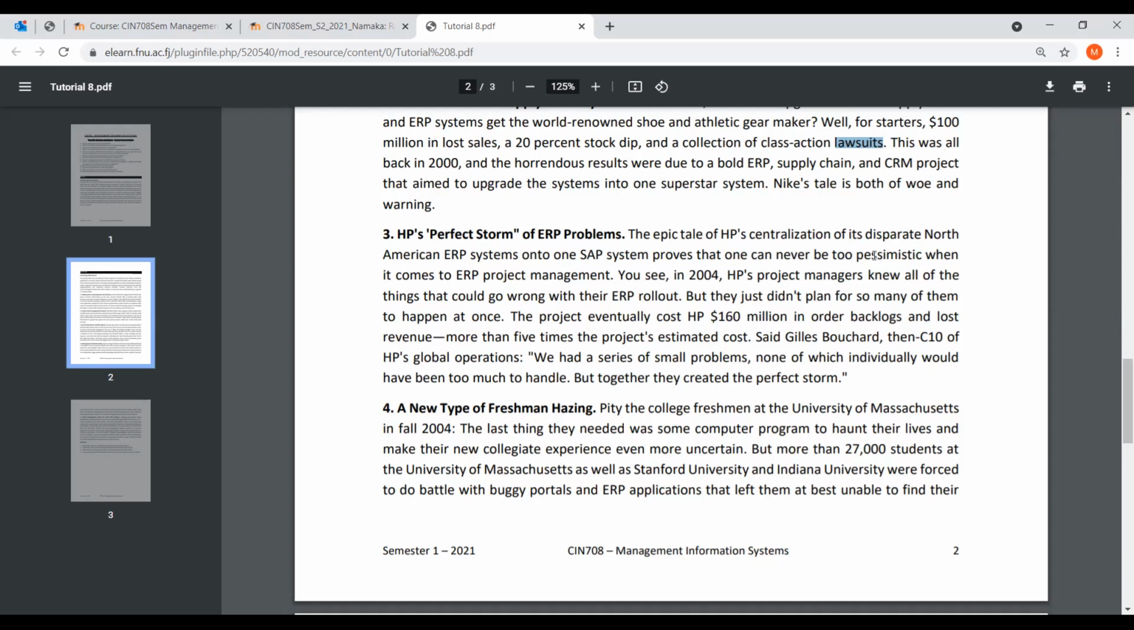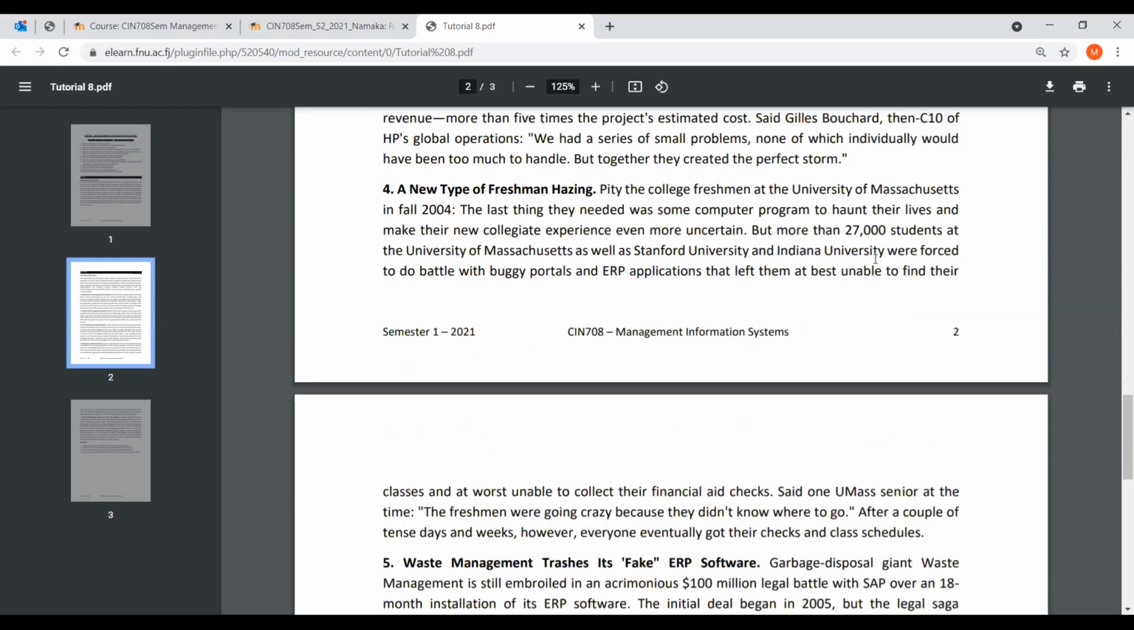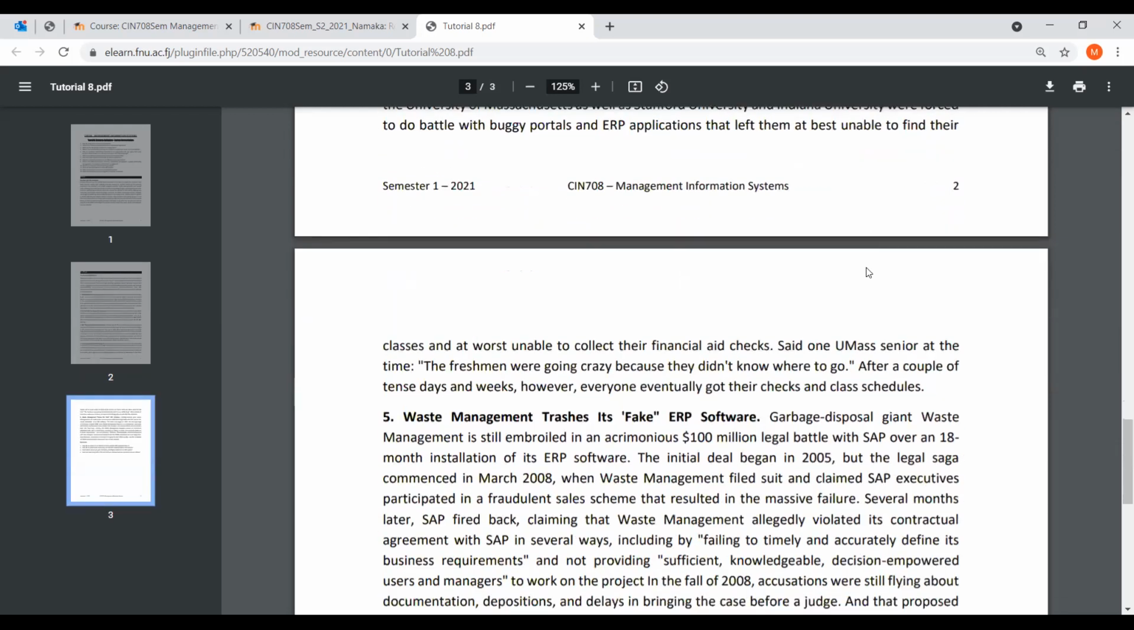So that's what's on HP. A new type of freshman hazing treated the college freshman at the University of Massachusetts in fall 2004. The last thing they needed was some computer program to haunt their lives and make their new collegiate experience even more uncertain. But more than 27,000 students at the University of Massachusetts, as well as Stanford University and Indiana University, were forced to do battle with buggy portals and ERP applications that left them at best unable to find their classes and at worst unable to collect their financial aid checks.